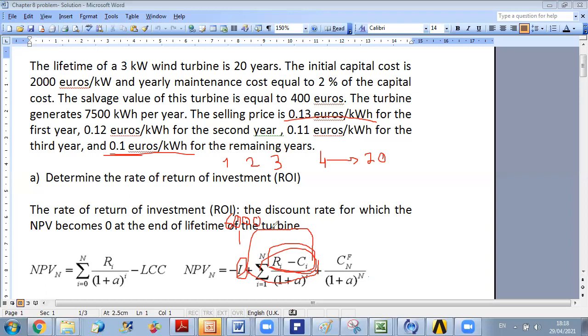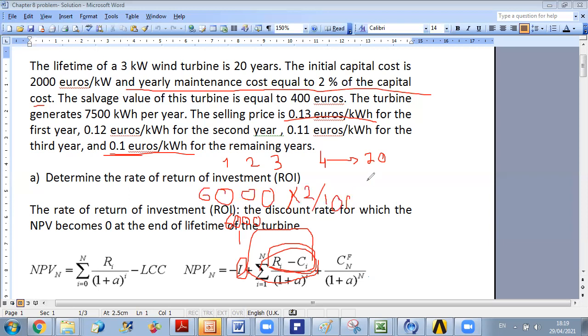Just before, let us determine the cost for years 1, 2, 3, and the income for years 1, 2, 3. Concerning the cost, it is a constant cost because they said the yearly maintenance is equal to 2% of the capital cost. The capital cost, which is the investment, is 6,000. And since the maintenance cost is 2%, I just have to multiply by 2 over 100.